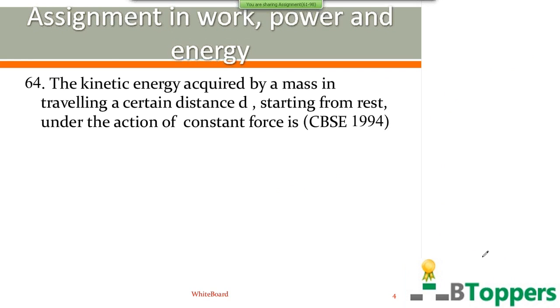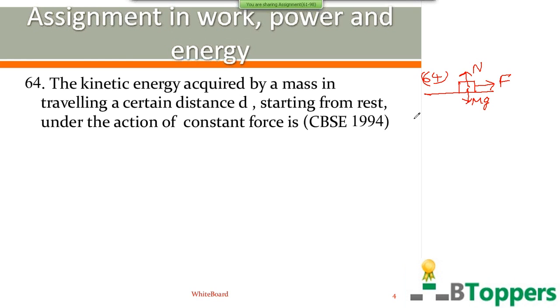See question number 64 here. The kinetic energy acquired by mass m in traveling a distance d, starting from rest under the action of a constant force. So you have to assume that the body moves on a smooth horizontal surface, and that F denotes the constant force applied on the body, which acts in the direction of the motion. The weight mg acts downward, and the normal reaction force acts upwards.